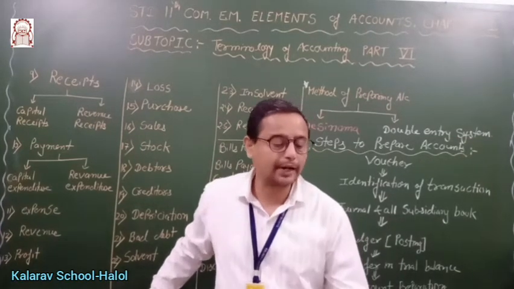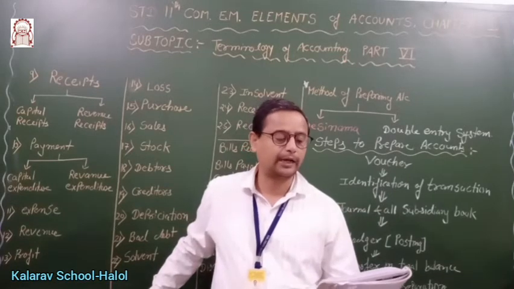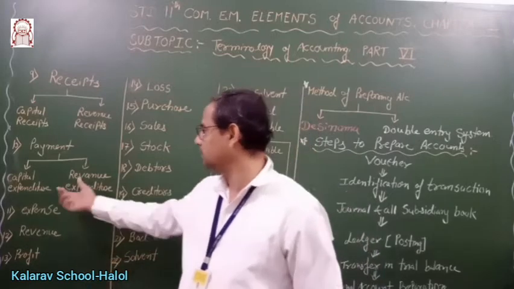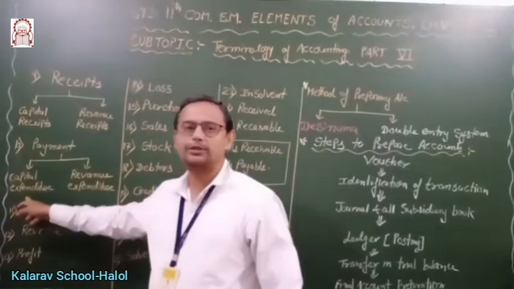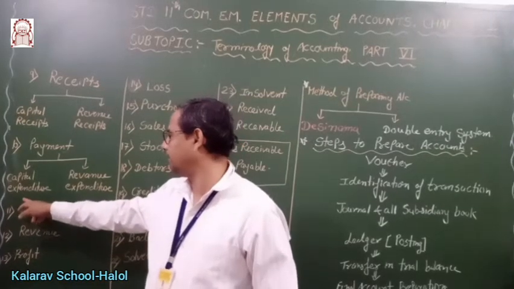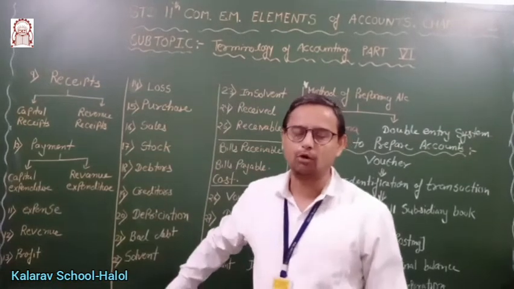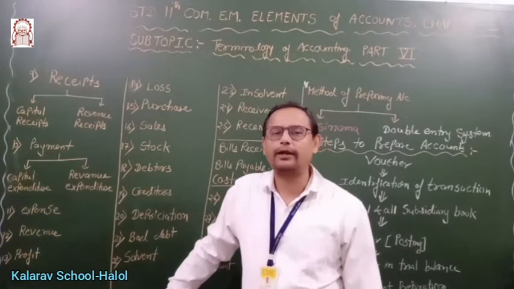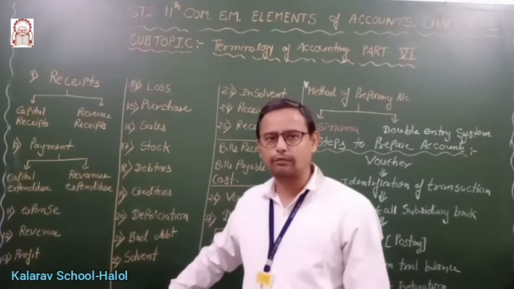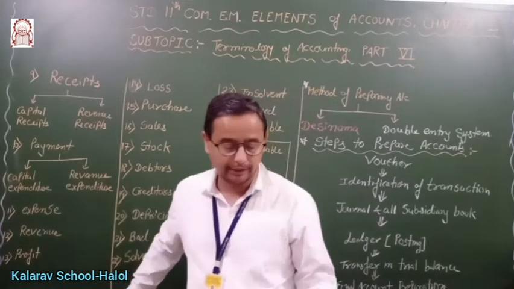Capital expenditure means this payment is not regular. It occurs during the purchase of any asset. Means when you purchase machinery or land or any other asset, whatever payment is done by you at that time is called the capital expenditure. And it takes place after a very long time, because with machines and all those things, you do not purchase daily. Is it clear?